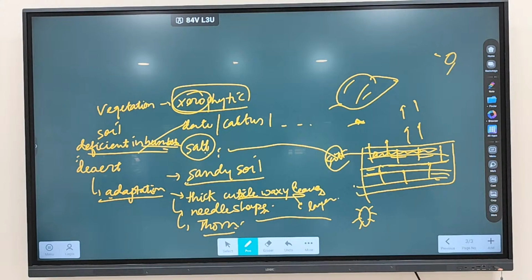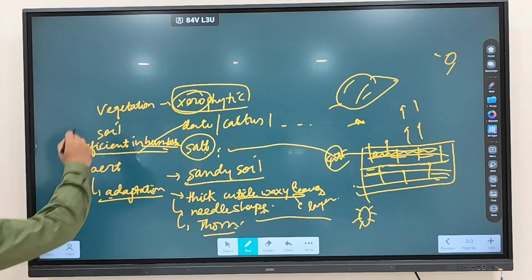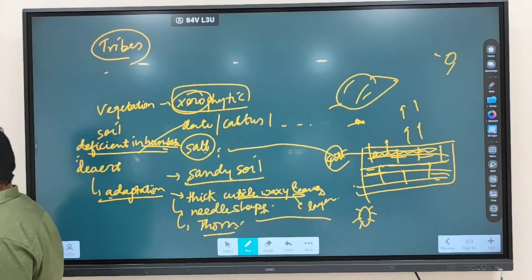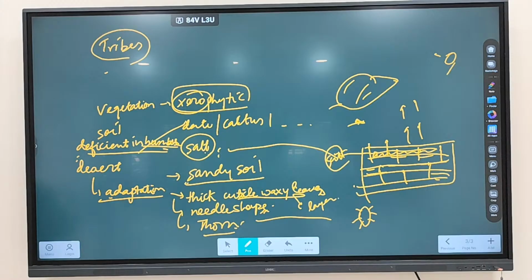Clear? So what about people? Do you find more people or less people? Less people. Clear? But certain tribes are found in these conditions. Tribes which have been living since ages in these desert conditions are adapted and surviving in this particular region. Clear? Any doubt regarding this particular part? Clear?